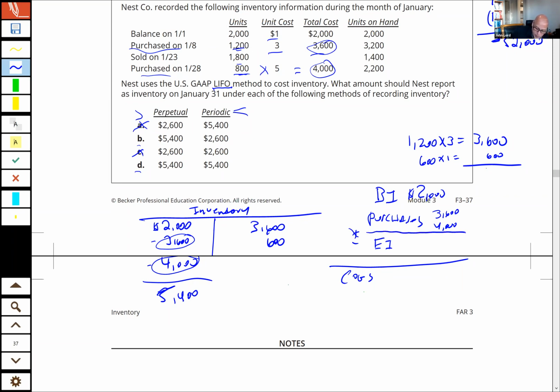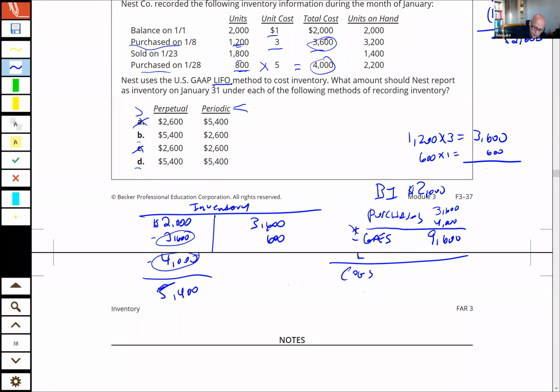So I kind of messed up my formula because I forgot to put in goods available for sale. Then that is what? 9,600? Am I doing my math right? Yes. Yeah, goods available for sale is 9,600. Now I got to figure out, let me write it back in. The ending inventory here is the question mark. So there must be some way to figure out what my cost of goods sold is.